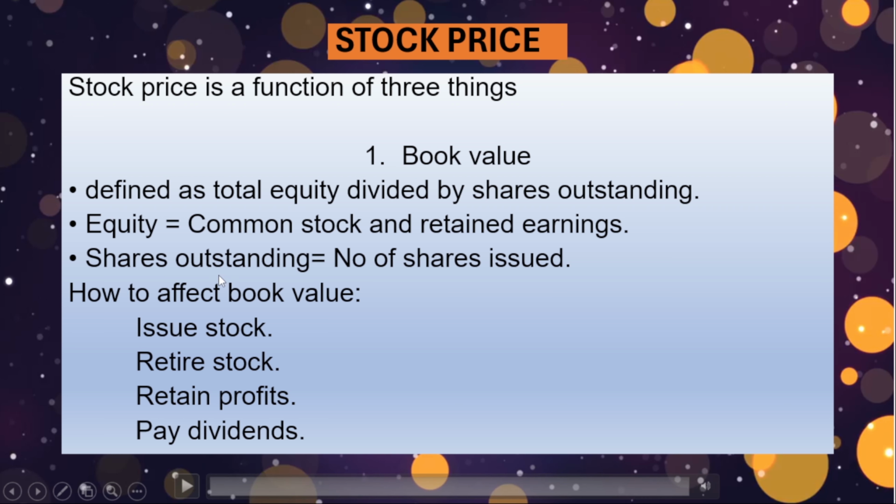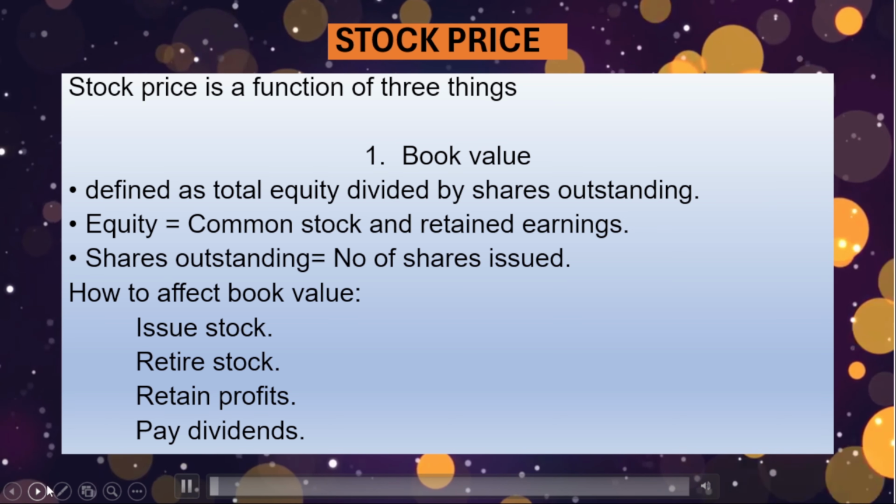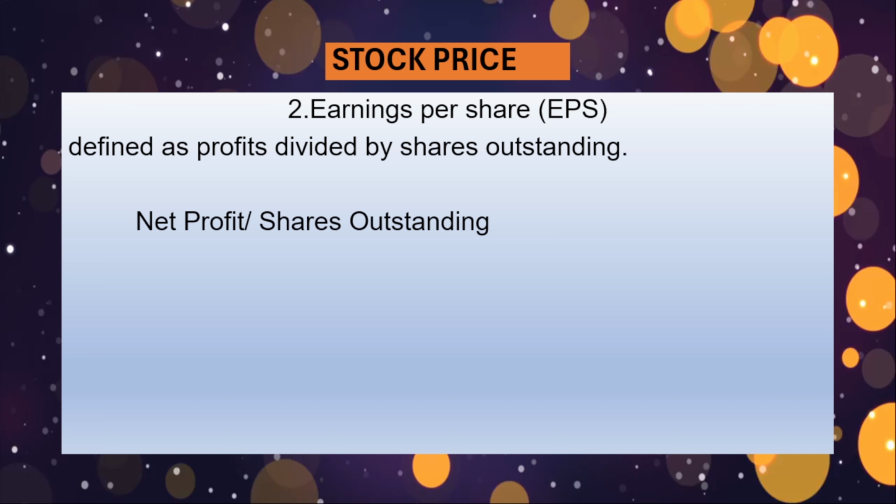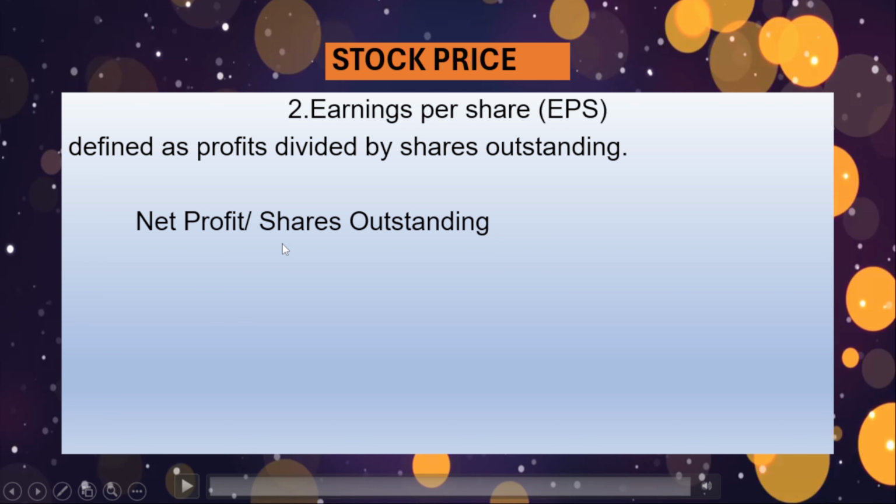Now, how is book value affected? Book value can be affected if you issue stock, retire stock, retain profit, or pay dividends. Then the other thing that can really influence the stock price is earnings per share. Earnings per share is defined as profit divided by the shares outstanding. So you just take the net profit for that particular year and divide it by the shares outstanding.